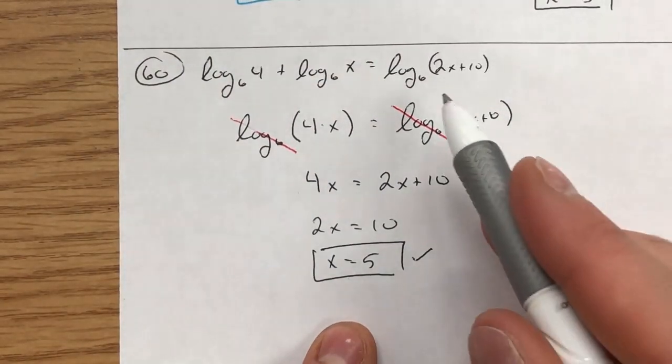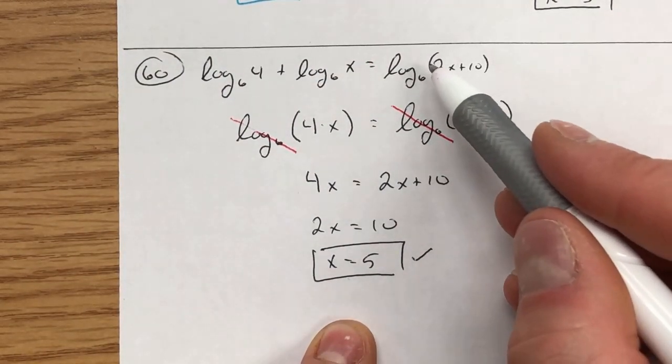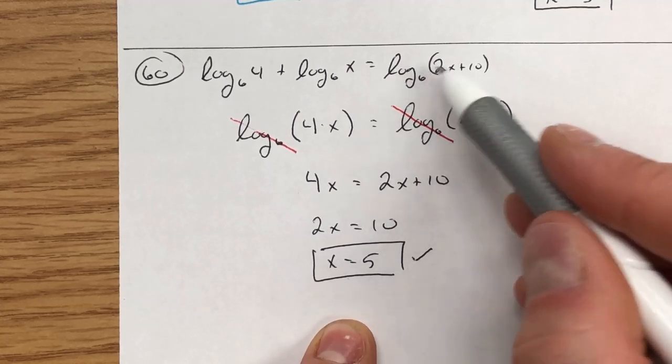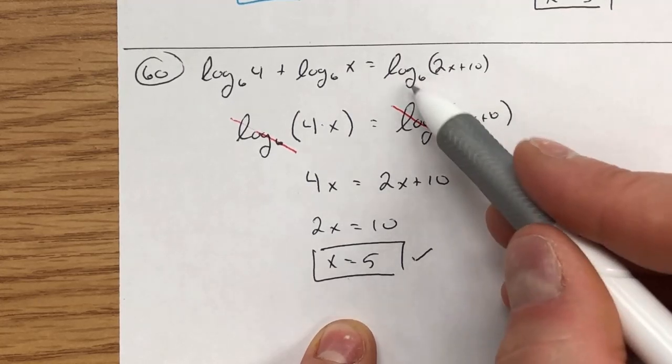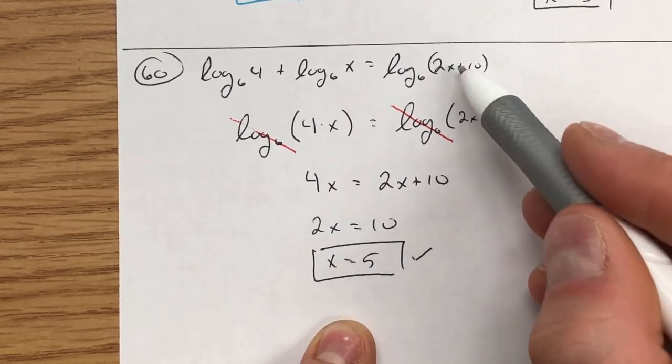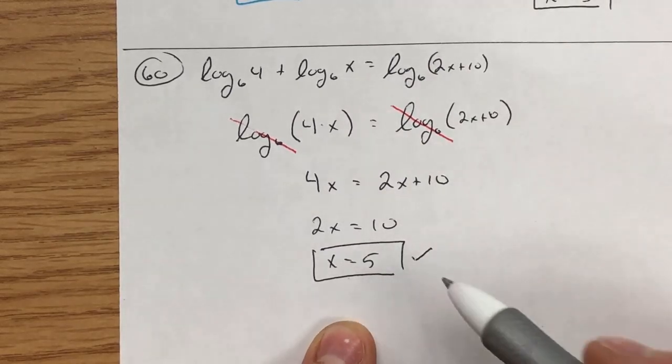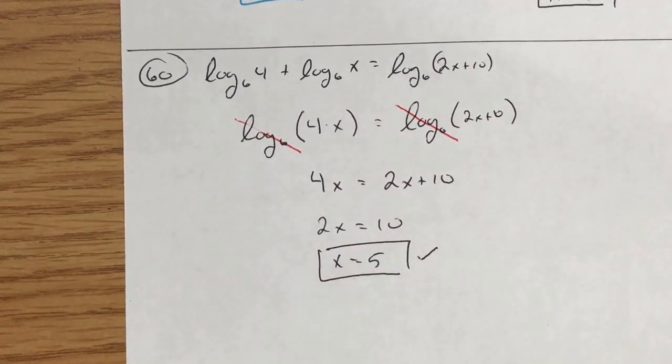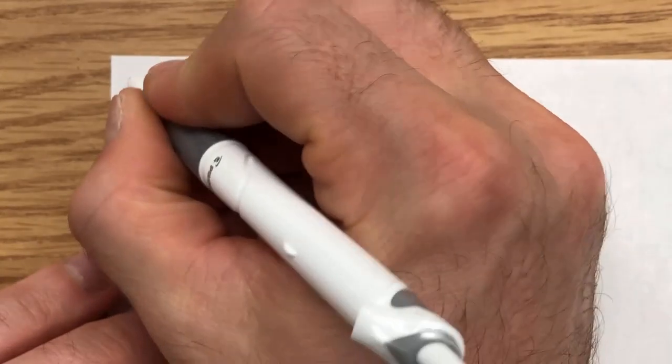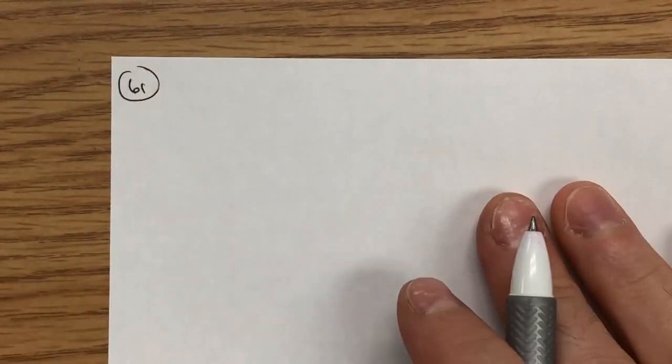We want to make sure that when we plug it in, let's say this was a negative 2, that would be log of 0. 6 to no power would give me a 0, so I know that even though it looks like that would be an answer, it wouldn't work. But we don't need to worry about that here. Everything worked out fine. So that was number 60. Let's take a look at number 61.